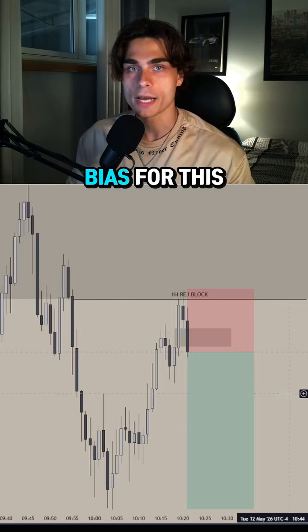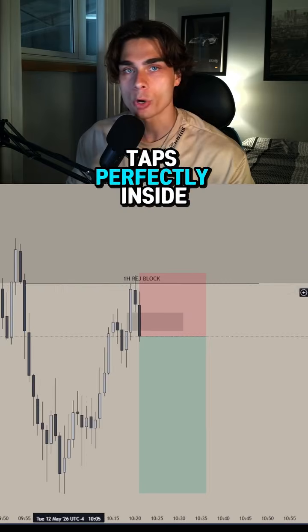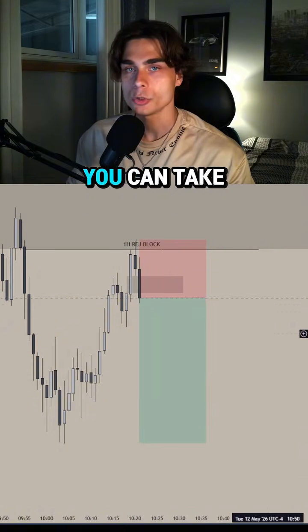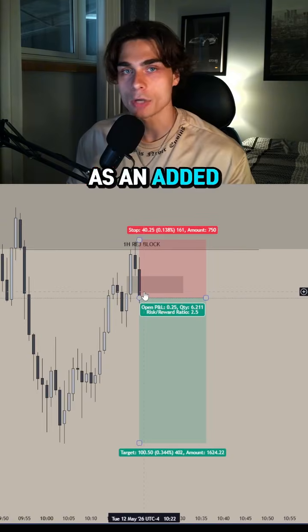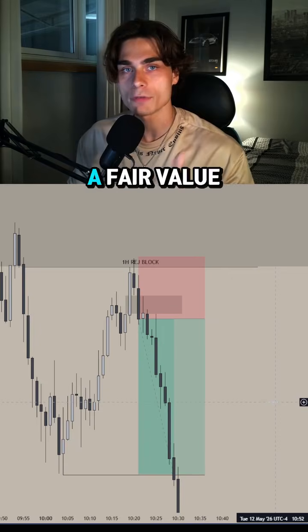So we had an overall bearish bias for this day, but instead of waiting for these swing highs to get hit, we just used the rejection block as a confluence. Look how it taps perfectly inside this rejection block and immediately inverses. You can take IFVGs out of these rejection blocks as an added confluence. And now you can take the trade just like this on screen. In this case, we only used the rejection block as a confluence. We didn't have a fair value gap delivery at all.